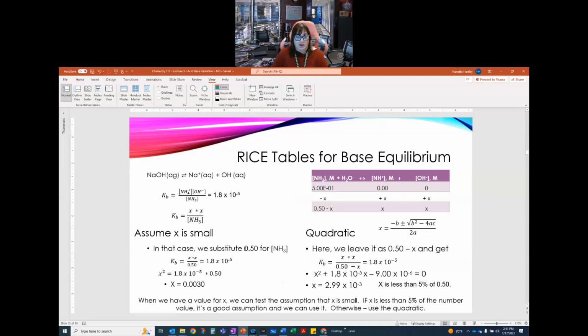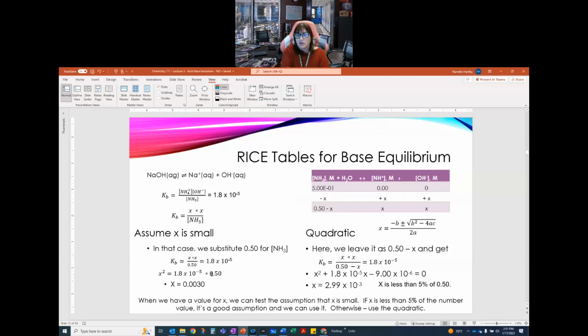We substitute the 0.5 for the NH3, and then we get the equation here. So Kb is equal to X times X over 0.5 equal to 1.8 times 10 to the minus fifth. X squared is equal to 1.8 times 10 to the minus fifth times 0.5. And that gives us an X value of 0.0030. Now, is it sometimes necessary to use the quadratic for this? Absolutely. But just like we talked about before, even though I'm showing you this, you are not going to be required to use it. This is just how we do that.